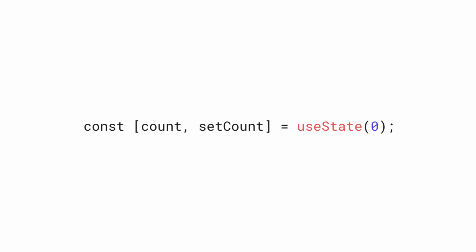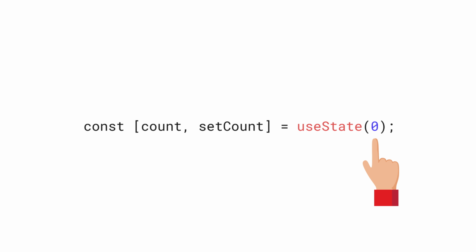So what exactly is useState? Well, it's React's way of letting functional components have their own internal state. Here's the basic syntax. We're using array destructuring to get two things back from useState. The first element, count, is our current state value. The second element, setCount, is a function that updates that state. The 0 we pass to useState is our initial value.